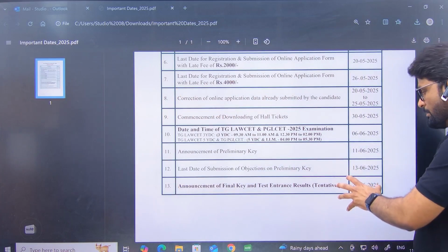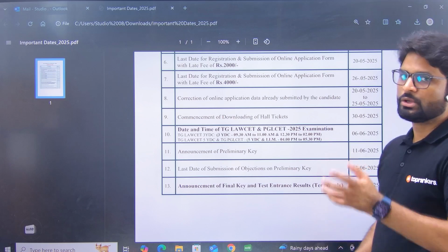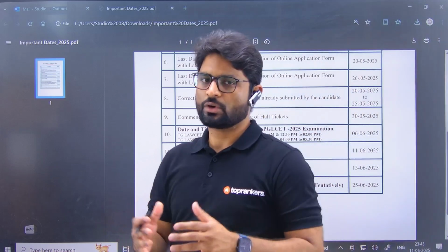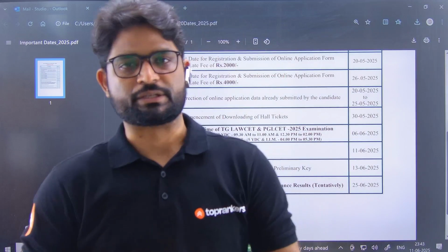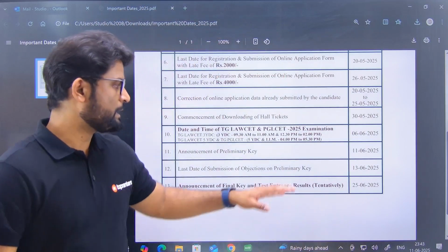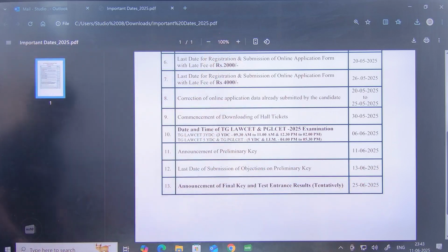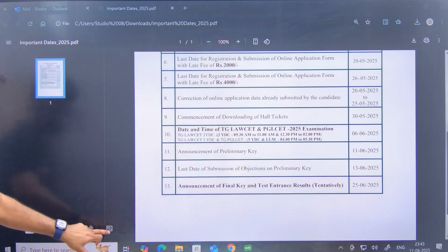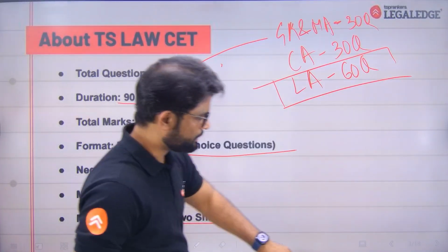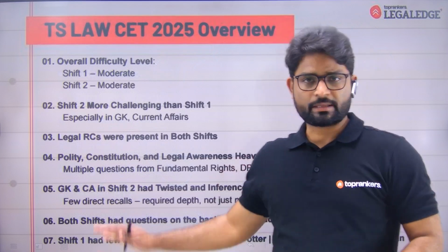Beyond this, no further notification or updates are available officially. So we all have to wait till 25th of June for the final results. These are the important timelines and dates for TS LawCET. And this was the basics about the paper.